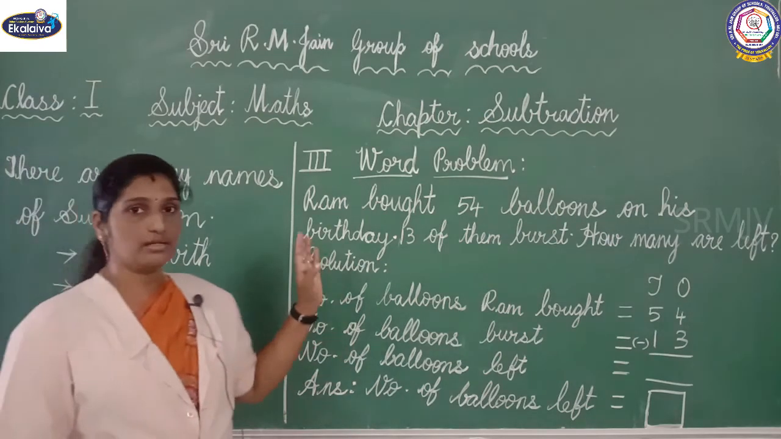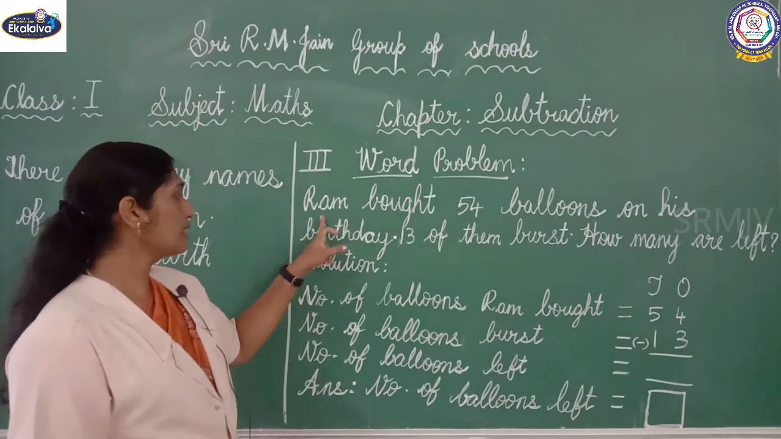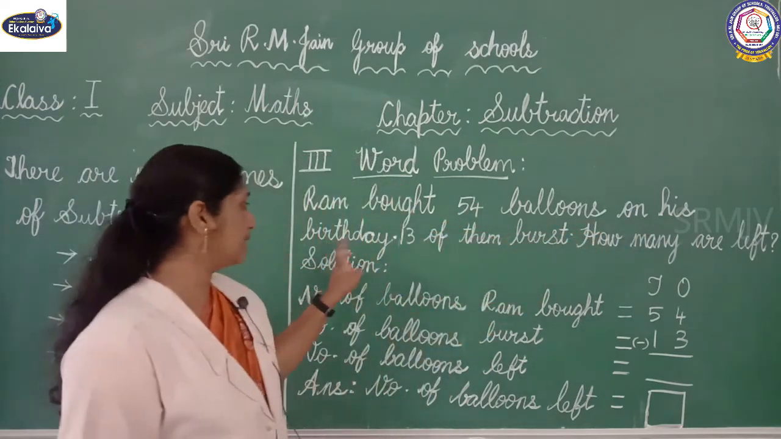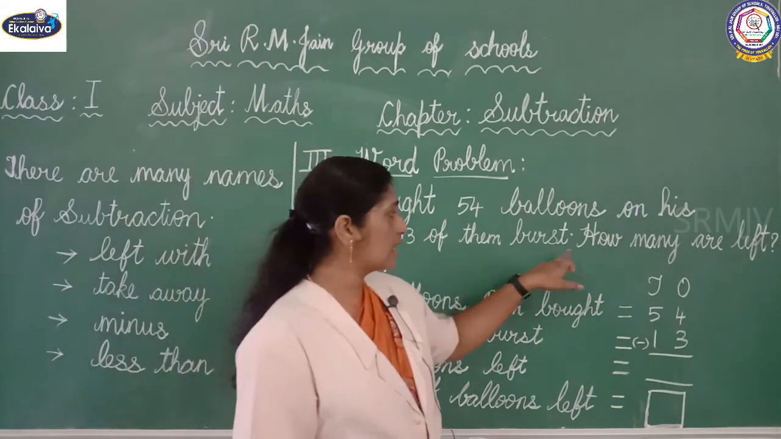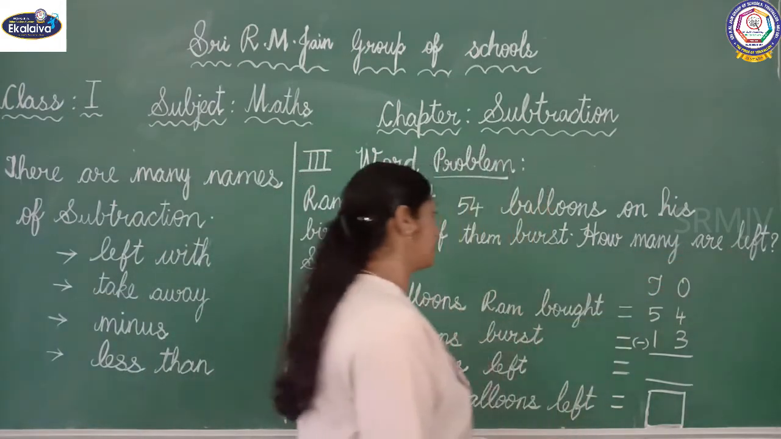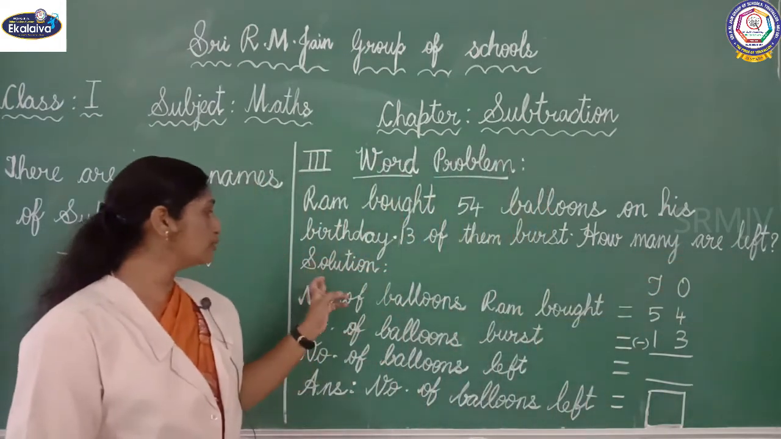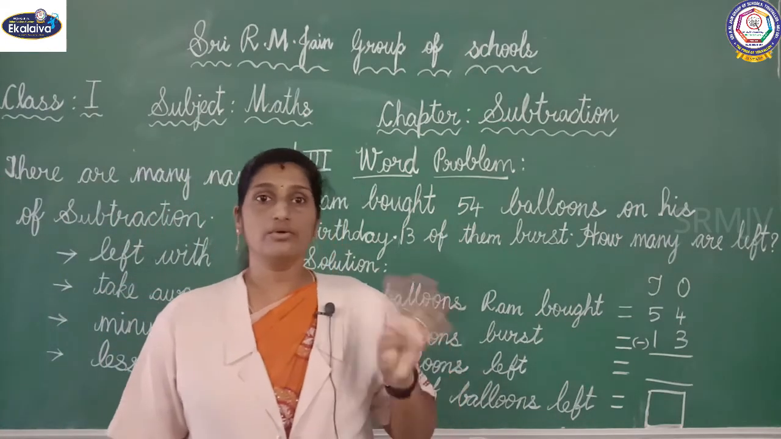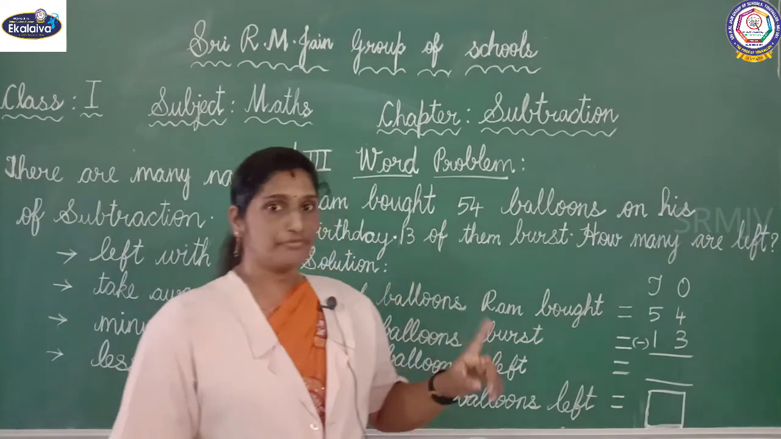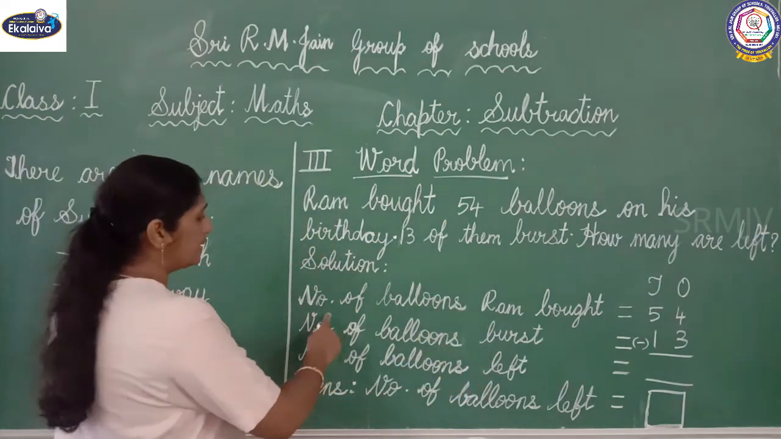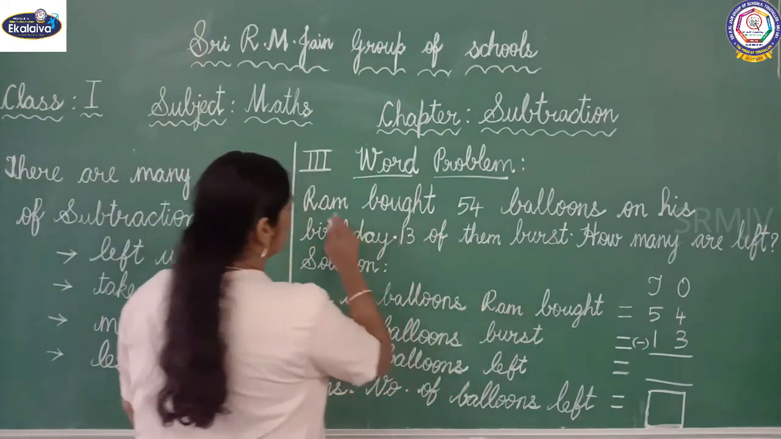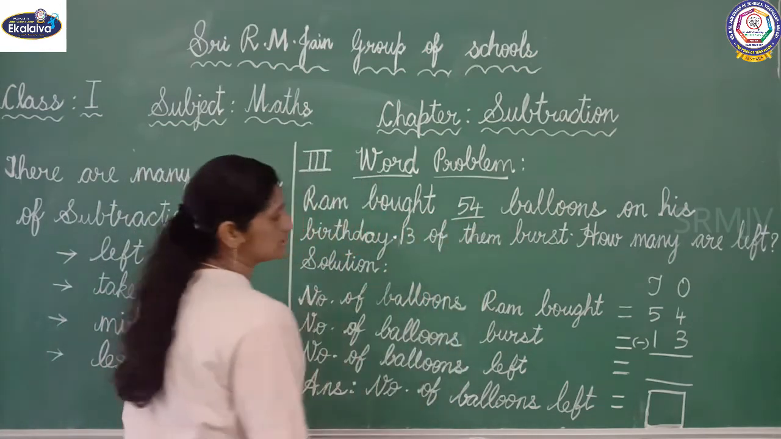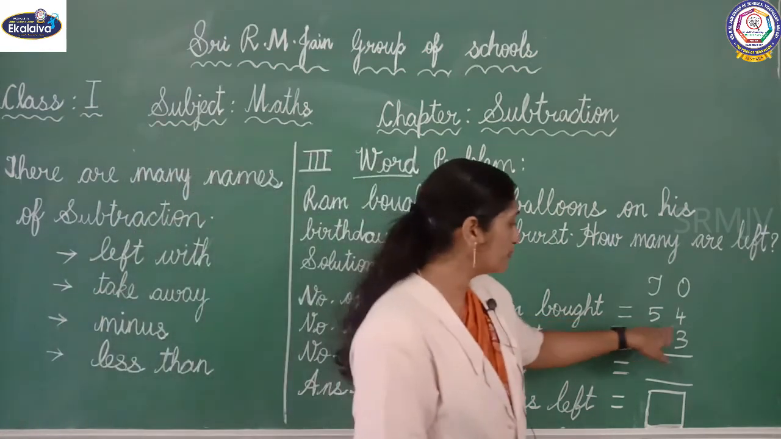Now let's see the word problem. Ram bought 54 balloons on his birthday. 13 of them burst. How many are left? We are going to find out the solution. There are 4 steps to do the word problem. The first step, you see, number of balloons Ram bought. Here, how many balloons Ram bought? 54 balloons. So, you have to write 54.